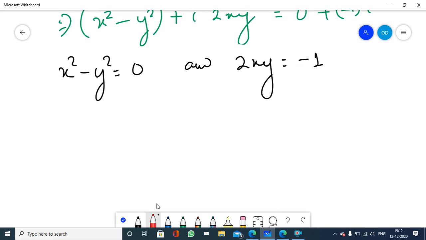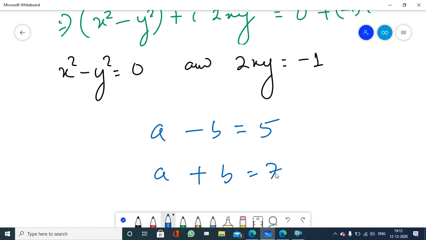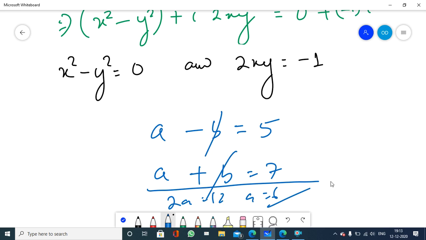Okay, now let's wait here. See, we have x square minus y square is equal to 0. We have 2xy is equal to minus 1. How do we proceed from here? Let me just remind you this thing. In high school you must have learned, suppose you have the value of a minus b. Now think about it. If you also have the value of a plus b, then won't it be easier for you to find the values of both a and b? You have to solve the equation. You can add them. Then 2a is equal to 12. Then a is equal to 6. Remember? This is how you should do. Okay.